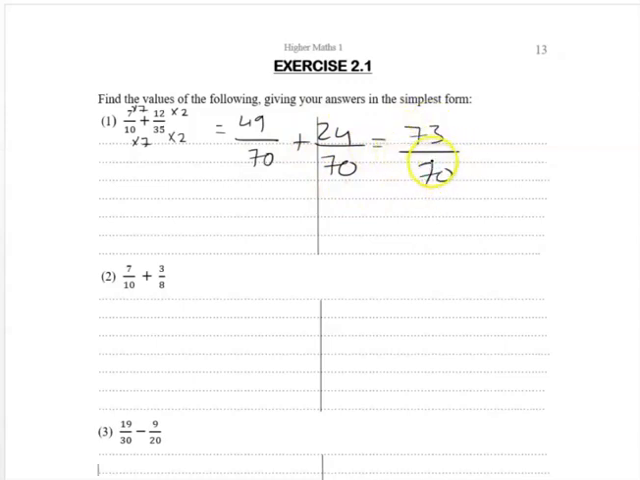Now we have an improper fraction here. We want to turn it into a mixed number. Now 70 will go into 73 once. So we're going to put 1 here. Our remainder is going to be 3. And your denominator never changes.